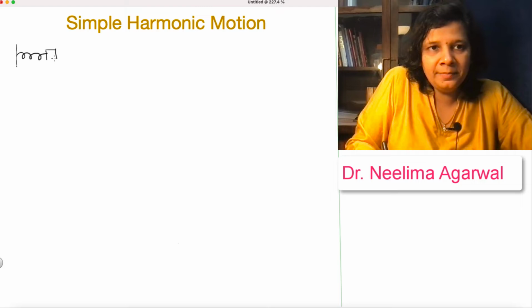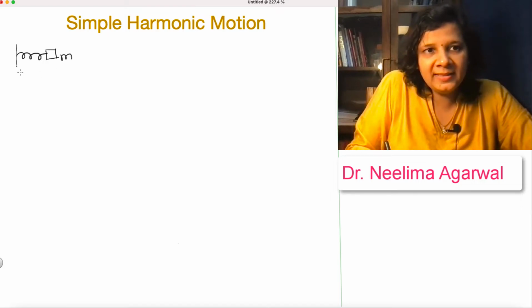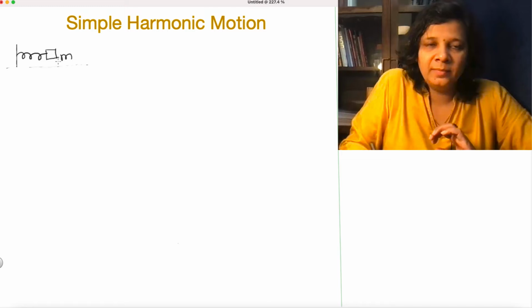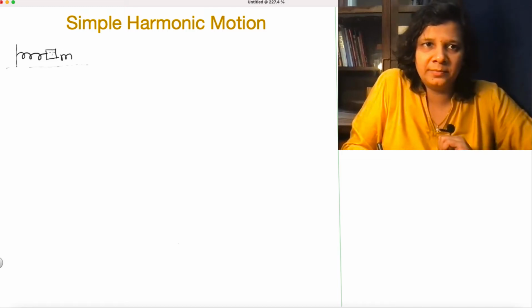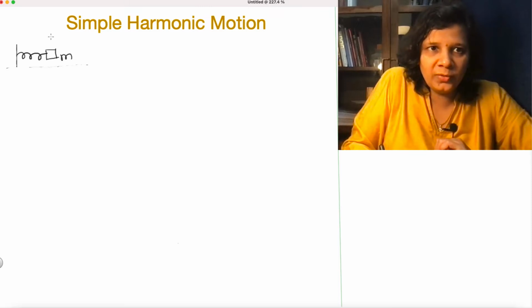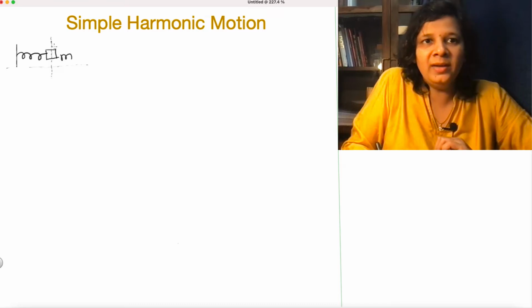So mass M is attached with a spring, and this system is kept on a frictionless table. There are no forces acting on the mass and there is no energy loss from the system, and this is kept in an unstretched position. So from the unstretched position, here I will assume my origin, and this is my mean position.